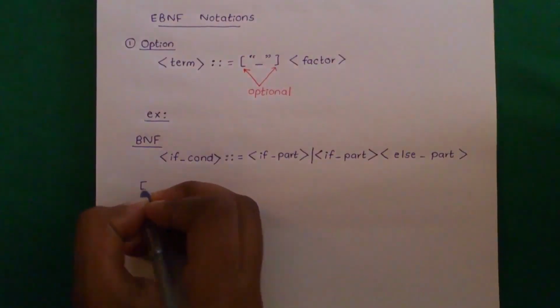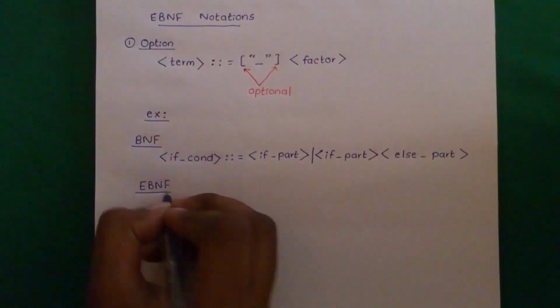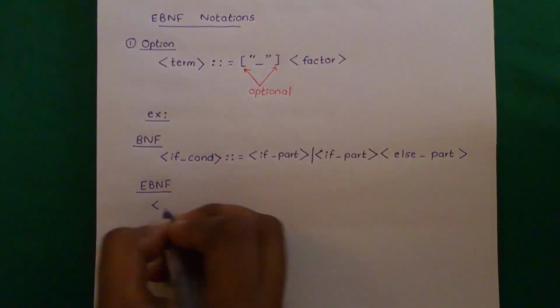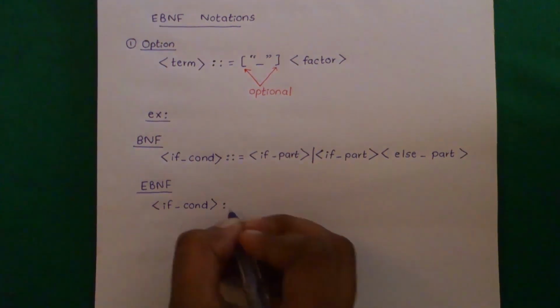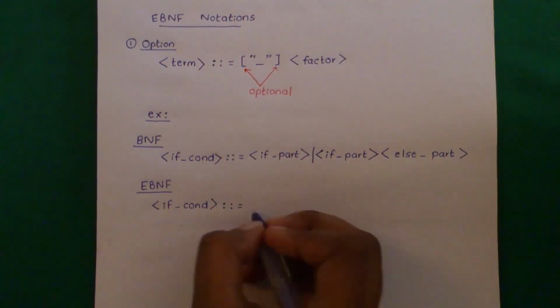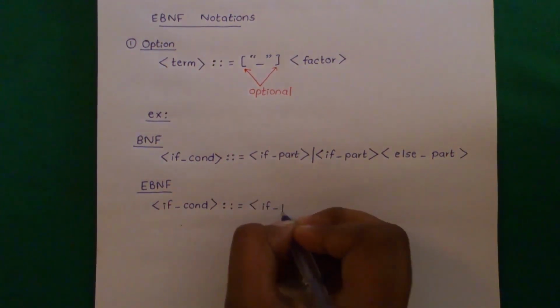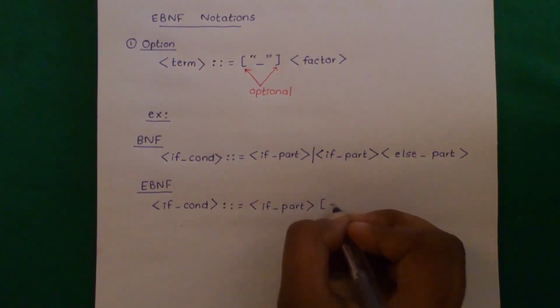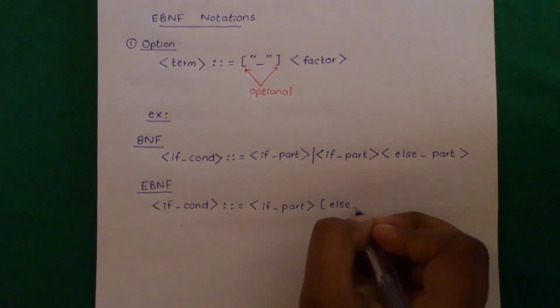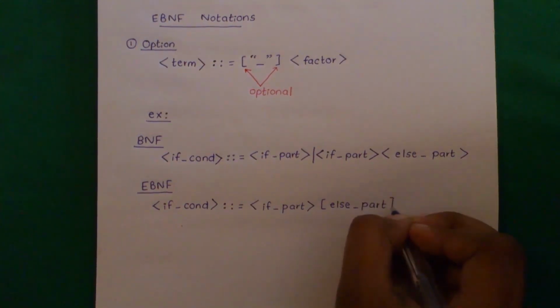Now we'll see how to write that in EBNF. On the left hand side, we write if condition as a non-terminal. And then on the right hand side, first we write the if part. The else part is optional. That means the if loop can exist with the else part or without the else part.